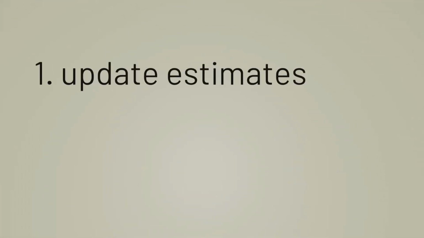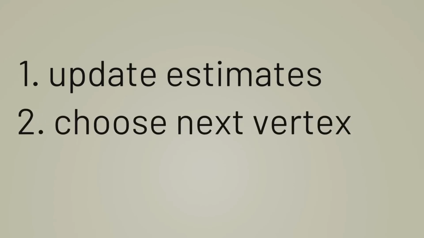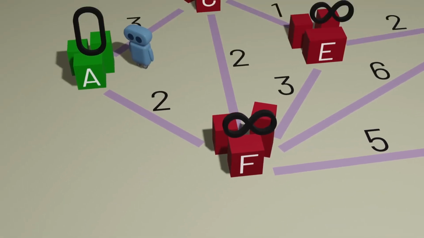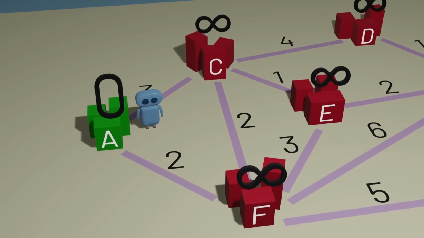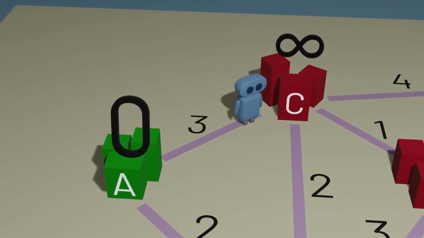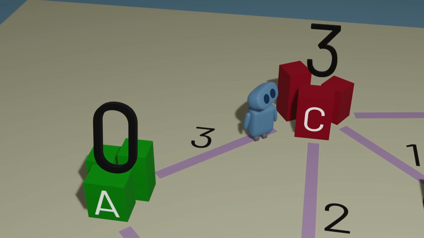Dijkstra's algorithm repeats a two-step process. First, we update our estimates, and second, we choose the next vertex. So let's start with the first step, updating our estimates. We know we can get to town A in 0 minutes, and because we can get from town A to town C in 3 minutes, we know we can get to town C in 3 minutes. That's much better than our current estimate of infinity, so we will update our estimate to be 3.